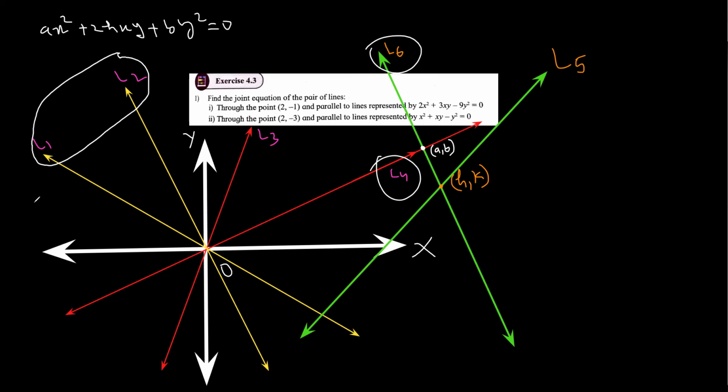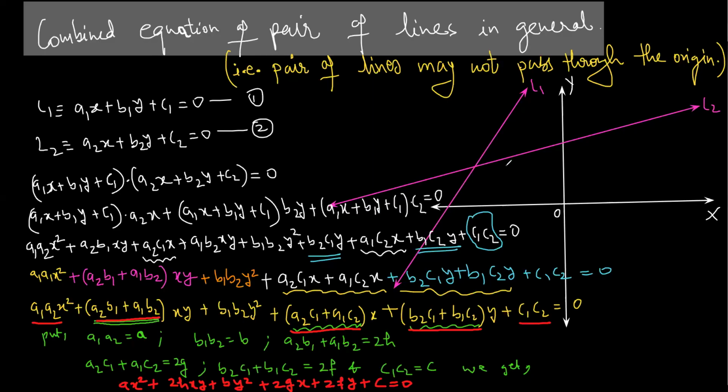Okay. So what are we going to do now? We are going to write the combined equation of lines which are not passing through origin. So here, students, we are going for the combined equation of a pair of lines in general. That is, I'm going to derive the combined equation of pair of lines which may not pass through origin.